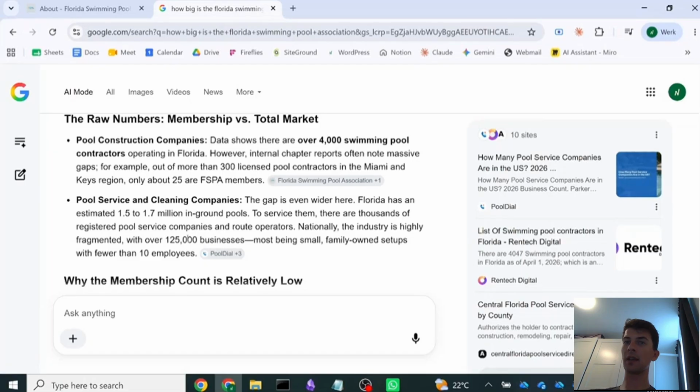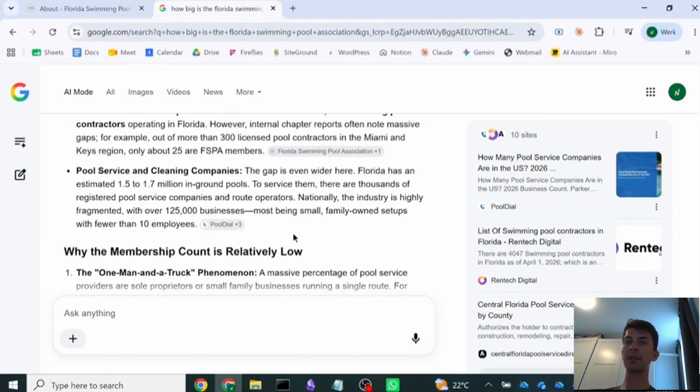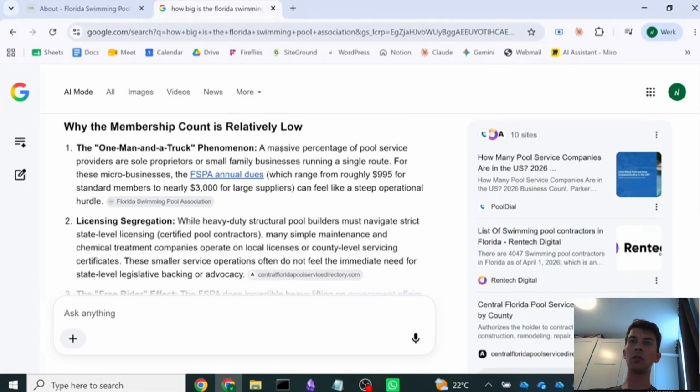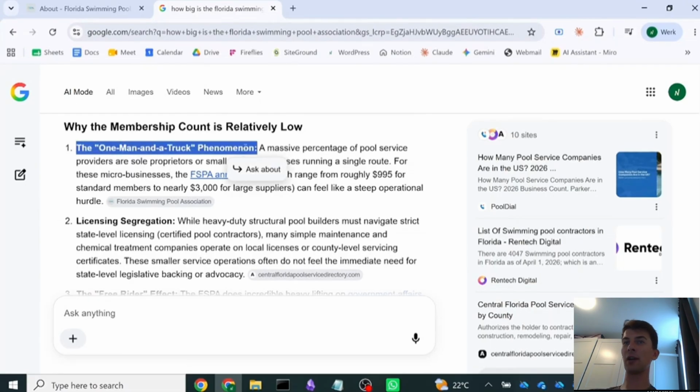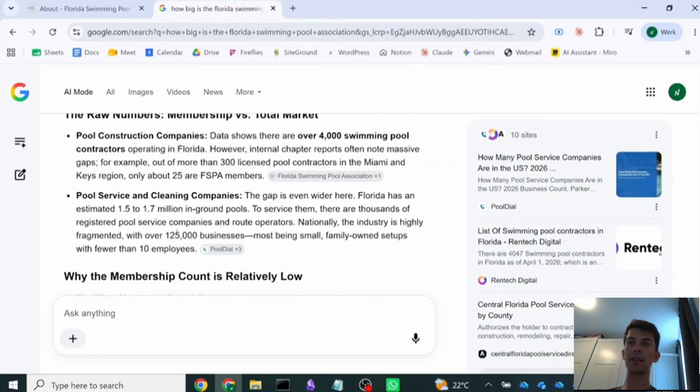So it's probably going to be just the 1% of businesses that are like 10 employees or more, who are doing more than a few $100,000 a year in revenue, as opposed to sole proprietors or 2 or 3 man businesses, which is probably what comprises most of these pool service and cleaning companies. Google mentions this with a "one man in a truck" phenomenon, which it describes as: the overwhelming majority of pool service providers are sole proprietors or small family businesses, and they're not going to pay this enormous due, right? So, we take this number with a huge grain of salt, but pool construction companies certainly make a little bit more money.